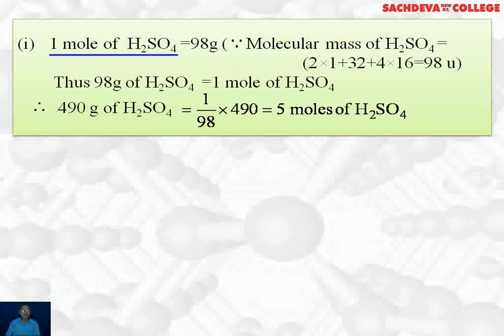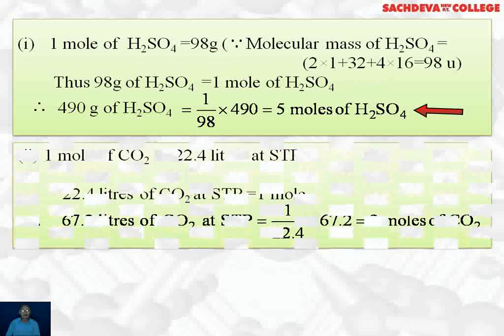First, 1 mole of sulfuric acid will be equal to 98 grams, because molecular mass of sulfuric acid will be 2 × 1 + 32 + 4 × 16, that is 98 u. Thus 98 gram of sulfuric acid is equal to 1 mole of sulfuric acid. 490 grams of sulfuric acid will be equal to 1/98 × 490, which comes out to be 5 moles of sulfuric acid. That is the answer.